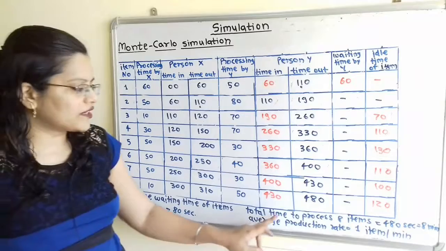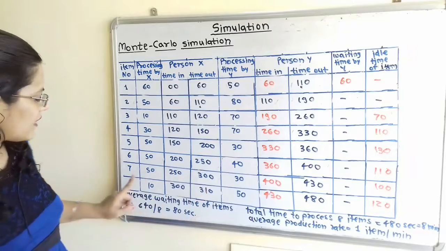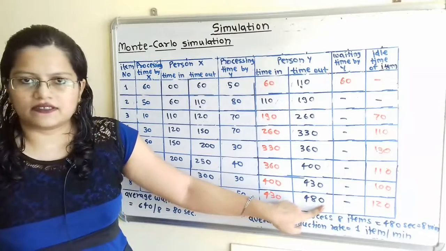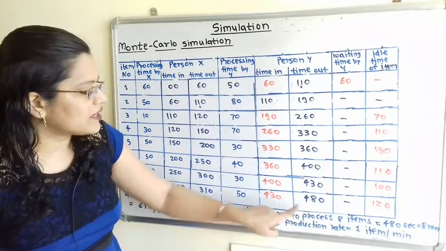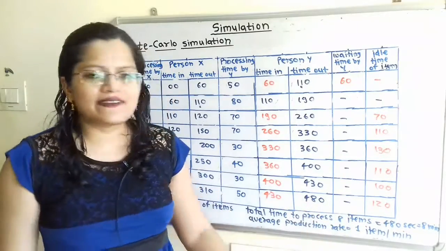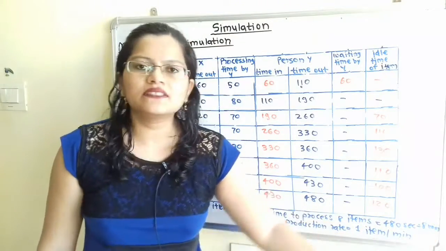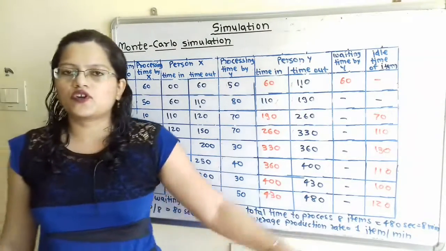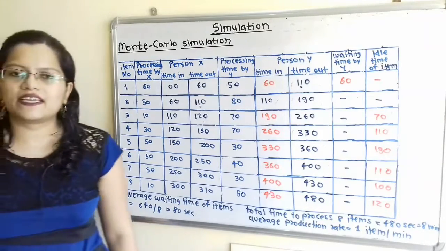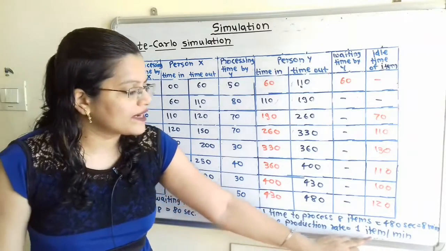Now the second question: total time to process 8 items. The time out for the eighth item is at 480 seconds. So the total time to process 8 items is 480 seconds, which is 480 divided by 60, that is 8 minutes. So we can write here processing time is 8 minutes. What is the average production rate? We know that in 8 minutes, 8 items are processed. So production rate is 8 divided by 8, that is equal to 1 item per minute.